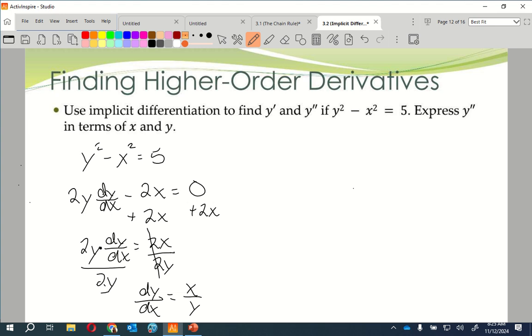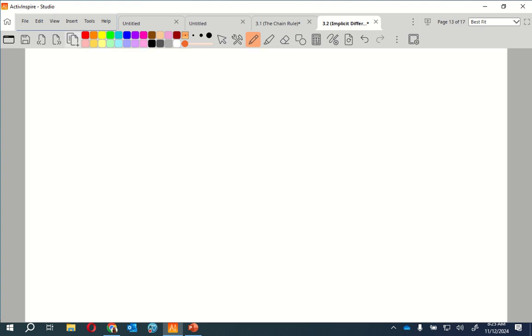Now, I want the second derivative though. So if I have dy/dx is equal to x over y. Now, let's pretend like we paid attention. Only pretend. Christian, you ready? What is that thing right there doing? Divide, right? And divide means what rule? Quotient. Very good, quotient rule.